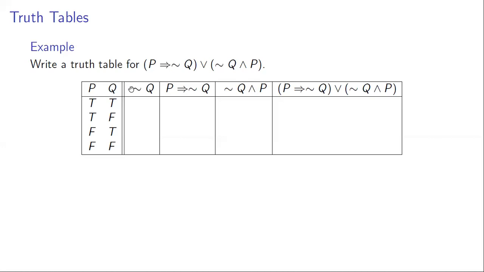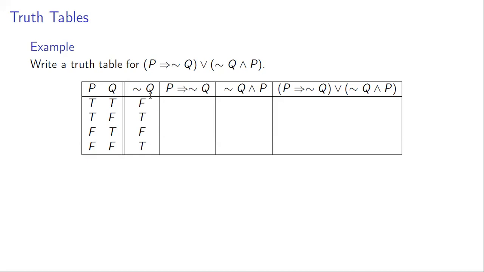Okay, now we've got to do this column, not Q. So what is the value of not Q? Well, this is pretty simple. Not Q is just the opposite of whatever Q is. So when Q is true, not Q becomes false, and so on. So we get false, true, false, true.